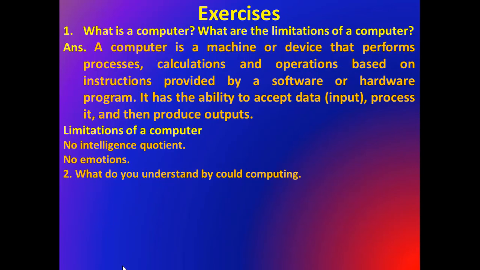Exercise: what is a computer? What are the limitations of a computer? A computer is a machine or device that performs processes, calculations, and operations based on instructions provided by a software or hardware program. It has the ability to accept data, process it, and then produce output. Limitation: no intelligence and no emotions. What do you understand by cloud computing?